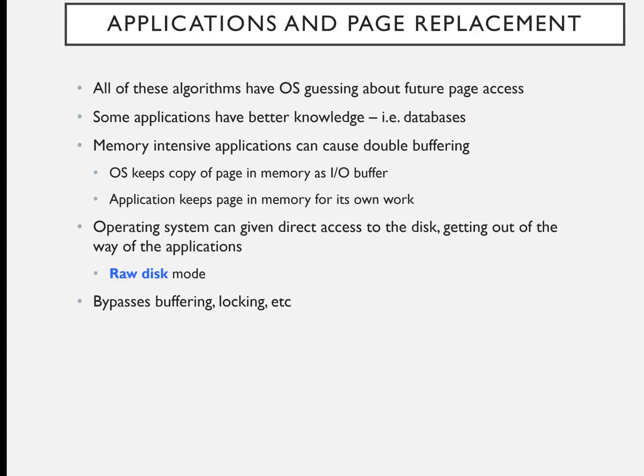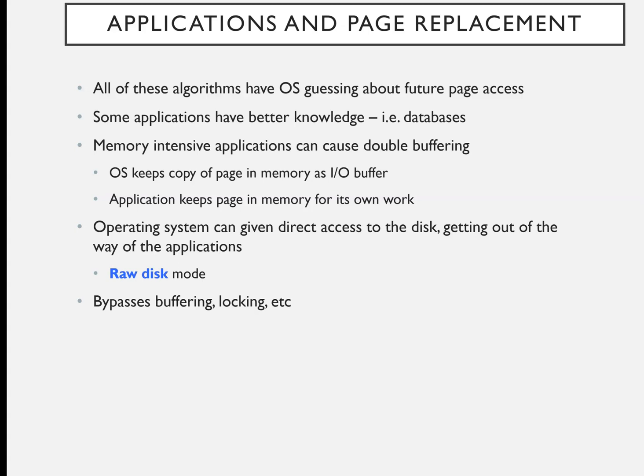So one thing about it is all these algorithms have the OS guessing about the future. Some applications have better knowledge. For example, databases. Databases generally know where the next data they need to read is because of the way queries are formed. They can actually predictively pull stuff. Memory-intensive applications can sometimes cause double buffering. The OS keeps a copy of a page in memory, and the application keeps a copy for its own work.